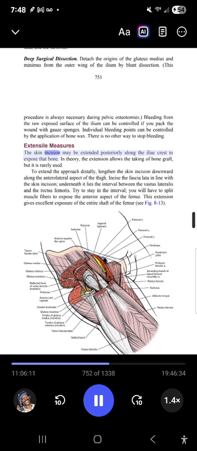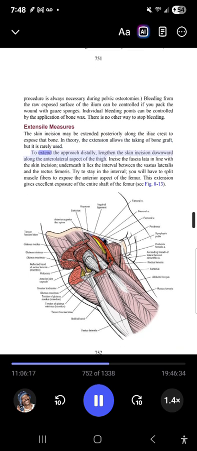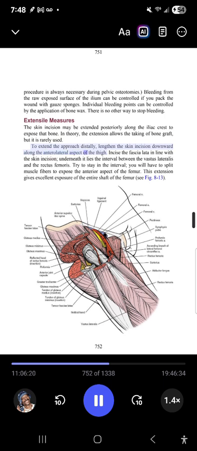Extensile measures. The skin incision may be extended posteriorly along the iliac crest to expose that bone. In theory, the extension allows the taking of bone graft, but it is rarely used. To extend the approach distally, lengthen the skin incision downward along the anterolateral aspect of the thigh.